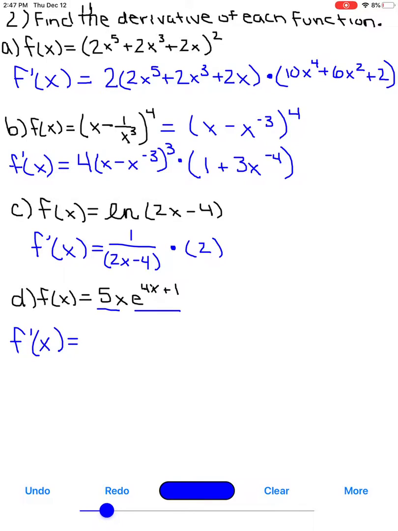equals the derivative of the first, which is 5, times the second, so it'll just be e to the 4x plus 1, plus the first times the derivative of the second. And again, to find the derivative of an e, it is itself, so e to the 4x plus 1, times the derivative of what's in the exponent, which comes out to 4. And that is how you complete the derivatives for these 4 functions.